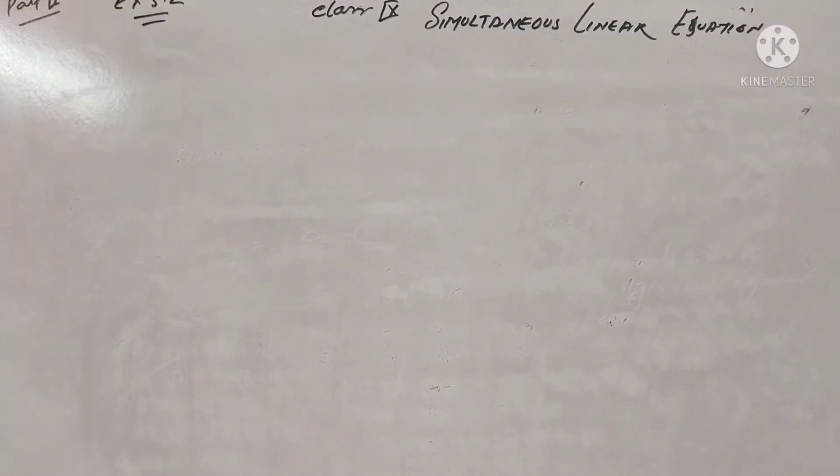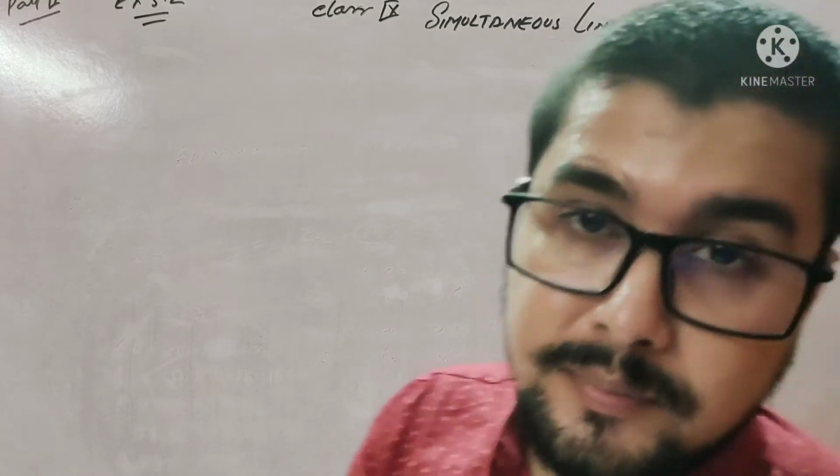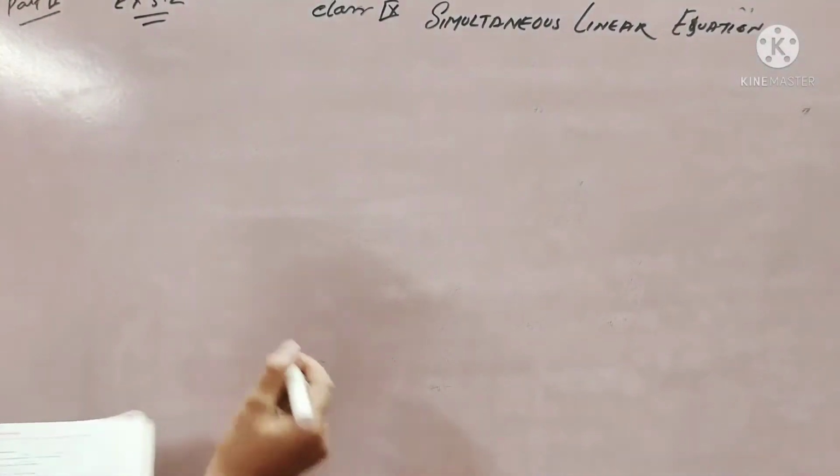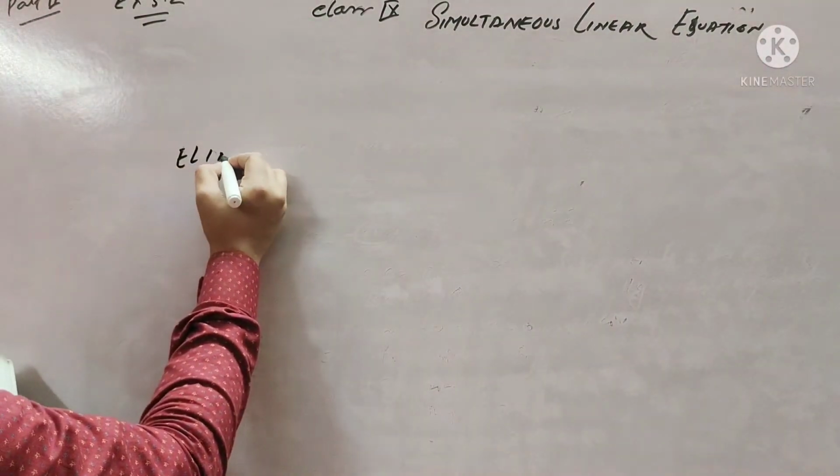This is your part 2 video from exercise 5.2, simultaneous linear equations. In last class, the first video, we learned the substitution method. By using the substitution method, we learned how to solve the equations and find the values of x and y. Now in this exercise, we learn which method? Elimination method.